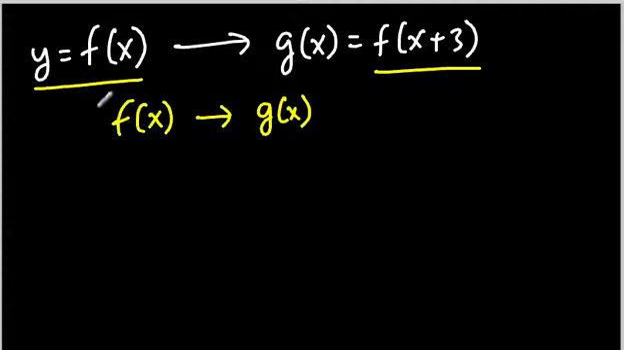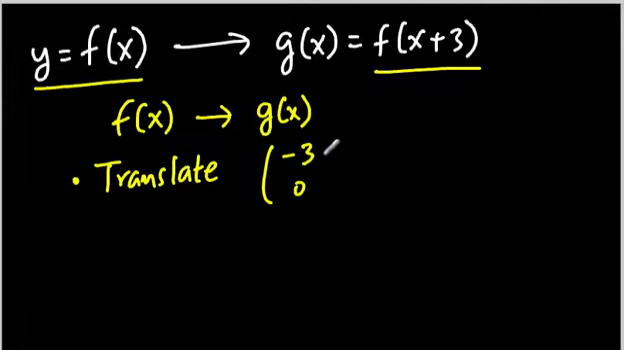So say, for example, if I were to write something like this and I ask you, state the transformations from f of x to g of x, all you would have to say is simply translate, and if you observe, this is 3 to the left, so you would say -3, 0, right? There's no stretches, no reflections, and no vertical translations, just a horizontal translation to the left by 3. So if I'm going from f of x to g of x, all I'm doing is translating 3 to the left, and there's no vertical translation.